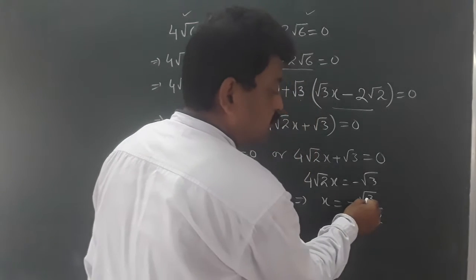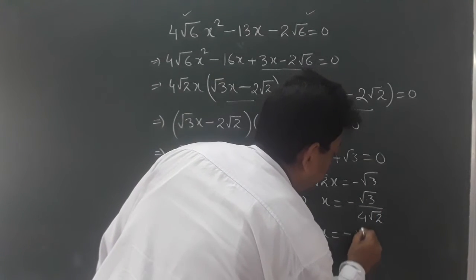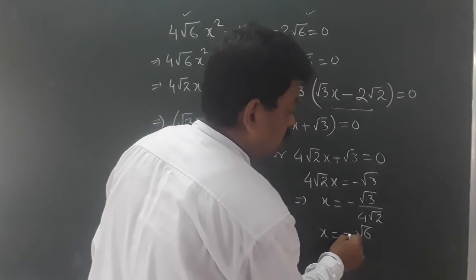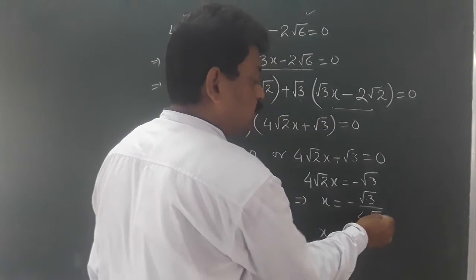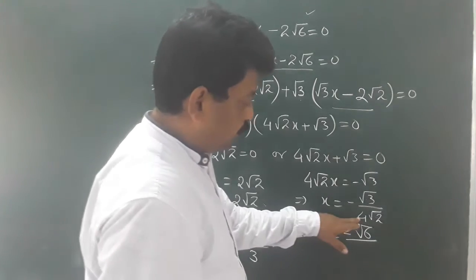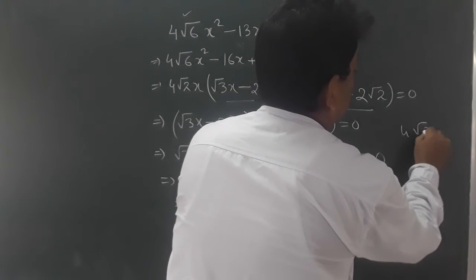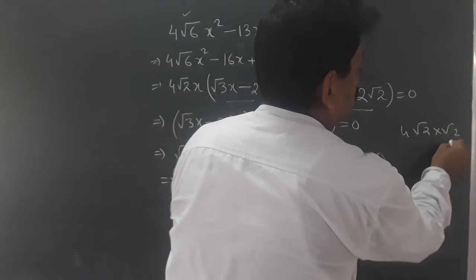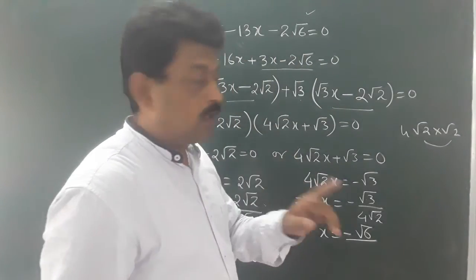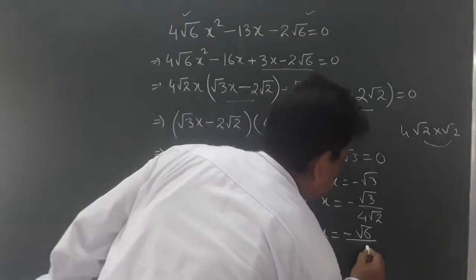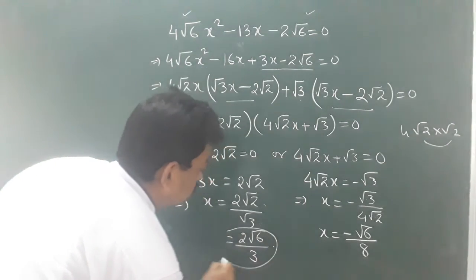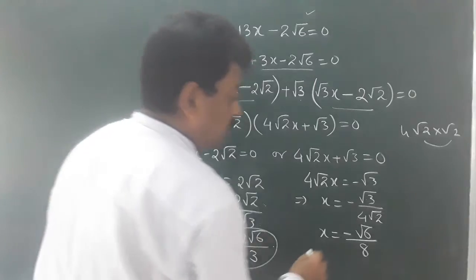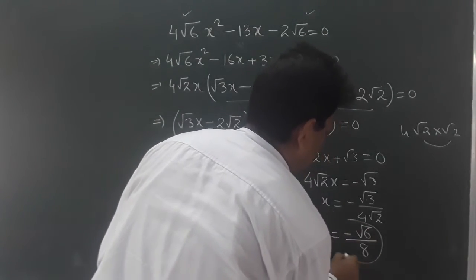So if this root 3 is multiplied with root 2, it will become root 6, minus sign is already there. Root 6, and the denominator 4 root 2 is also multiplied with root 2. So 4 root 2 multiplied by root 2: root 2 into root 2 is 2, multiplied by 4, that is 8. So these are the two roots, 2 root 6 upon 3 and minus root 6 upon 8.